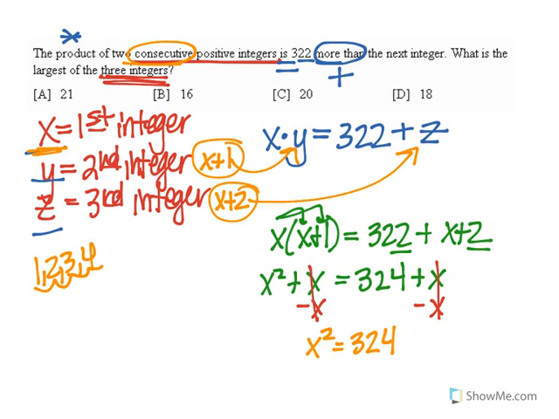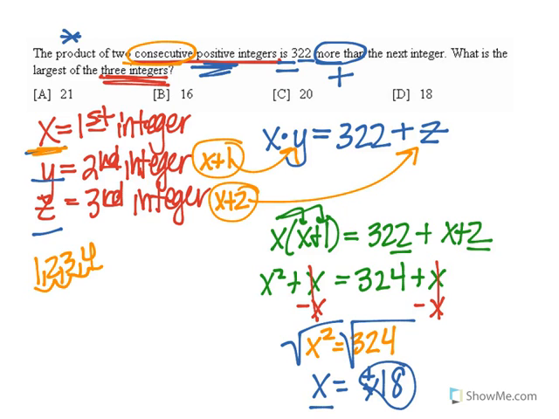Now, traditionally, when we've gotten a quadratic equation, we have gotten it equal to 0 and solved for x. But here, what I can actually do is take the square root of 324. So the square root of 324 is equal to 18, well, actually plus or minus 18, but they said consecutive positive integers, so I'm just going to go with a positive 18. So x is 18. Now I'm going to go back and reread the question, make sure that's what they're looking for. It says, what is the largest of these three integers? Well, if x is 18, then y is 19 and z is 20.